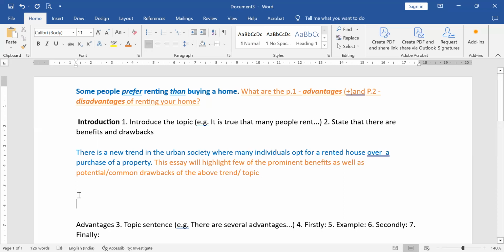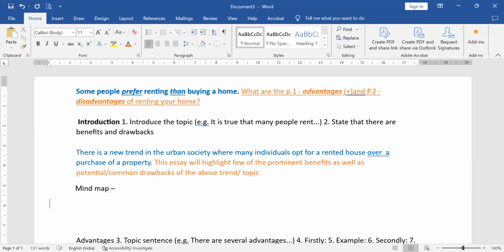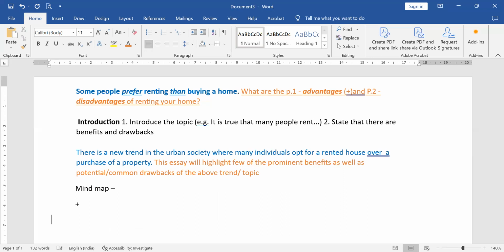So when you start now mind mapping, this is where your mind mapping would be. Please don't start writing immediately. Okay, mind map on your question paper separately. What are the advantages? So how am I going to do the mind mapping like this? What are the advantages? First advantage and second advantage. Tell me. Advantage of what? Renting. Renting is better than owning. Tell me the first advantage.